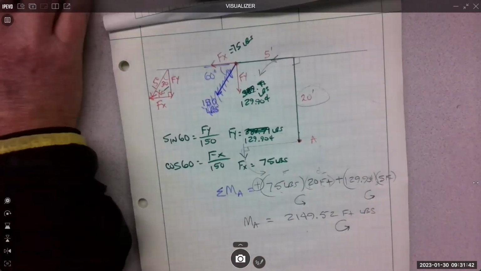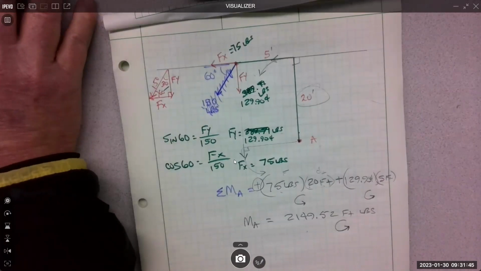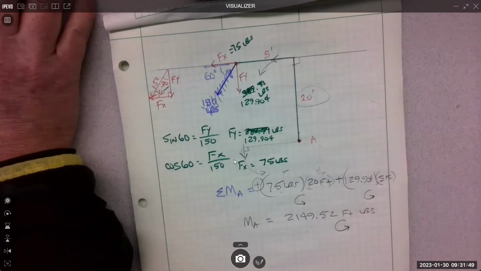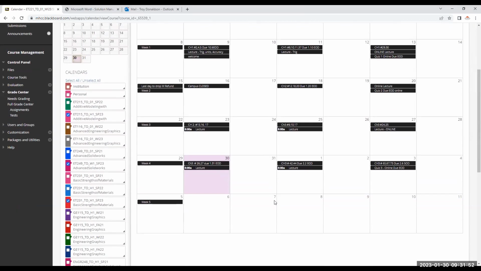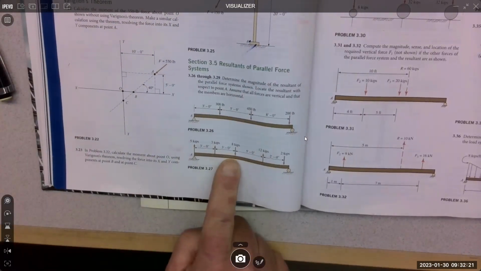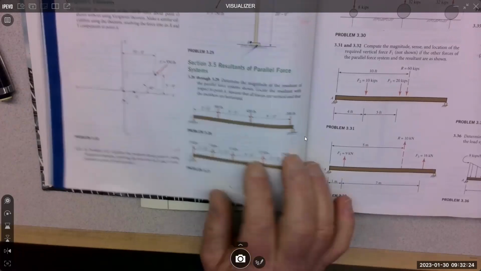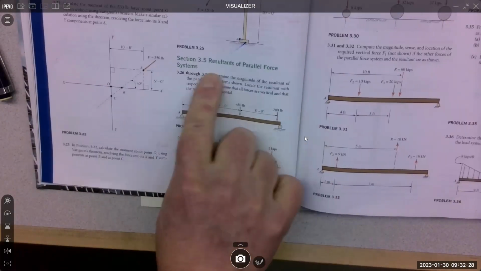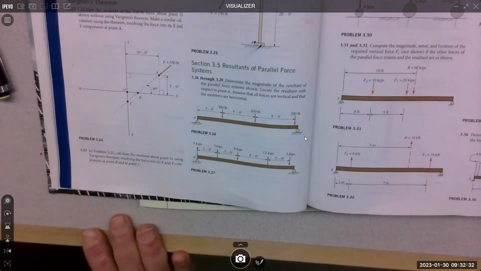Let's go one more share here. New share. Back to this share. Back to the calendar. What are you going to do? You're going to do 26 and 27. Moments. Chapter 3 goes on forever. 26 and 27. Oh, I have to do another new share. All right, I'm kind of into the sharing thing today, so there we go. Share. That's these two. So parallel systems, and I believe you're going to find the moment about a point, and then you're probably going to find the resultant. Yeah, resultants of parallel force systems. So you got that. No problem.